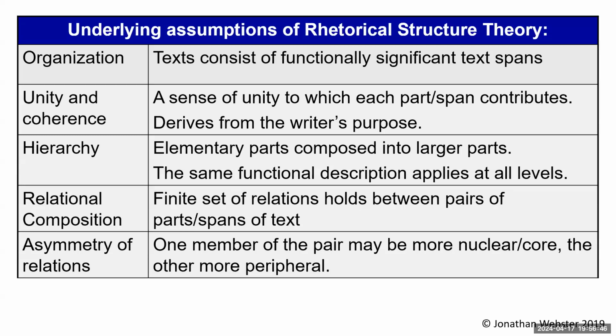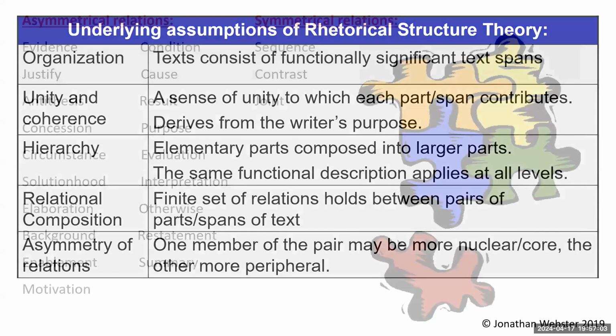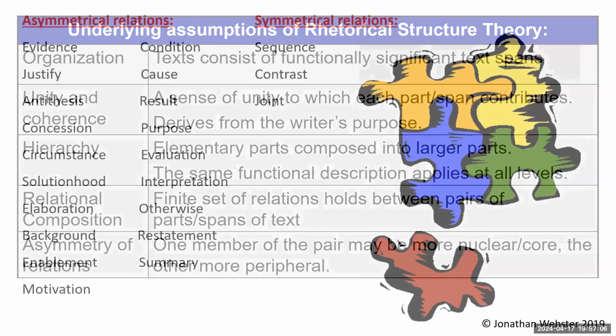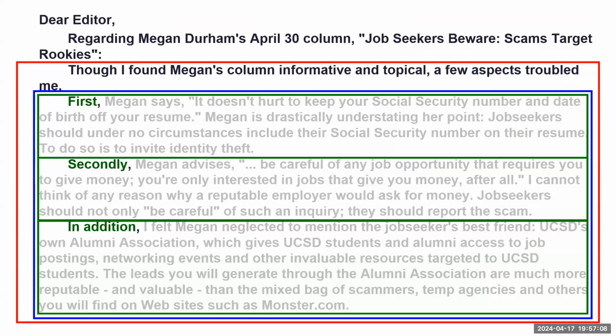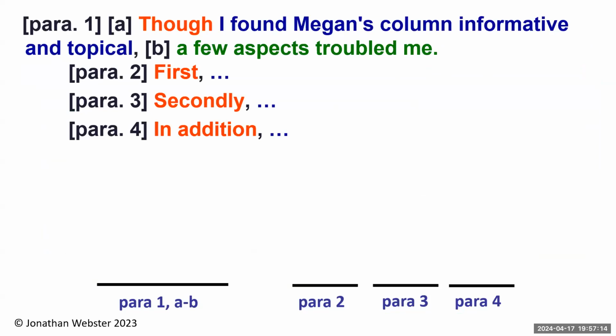That a text has a particular rhetorical structure that is hierarchical, smaller into larger, where each part is related to another part. We have the relations defined in rhetorical structure theory, and we can see that hierarchical structure in the example that I'm showing here. And we then demonstrated how you could show this in a rhetorical structure schema, where the first paragraph, I found Megan's column informative and topical. A few aspects troubled me.